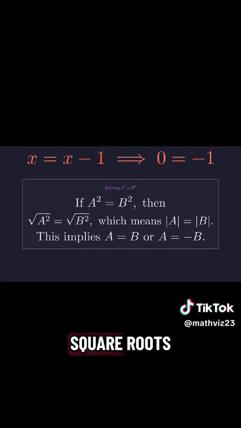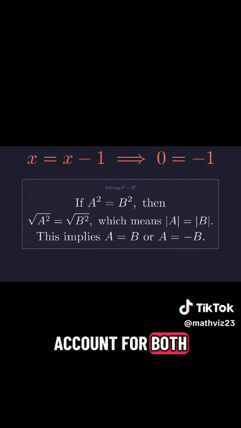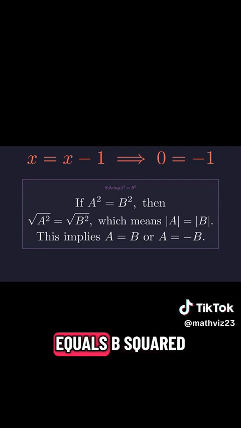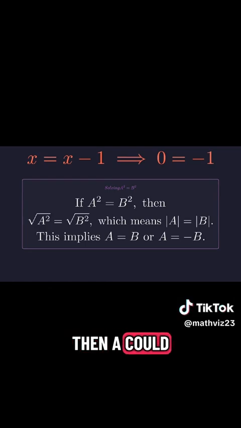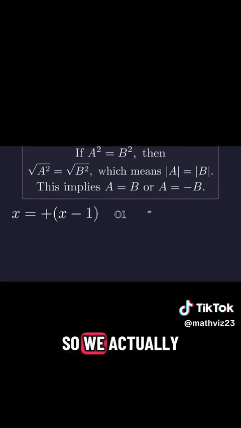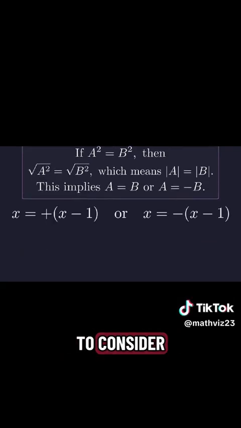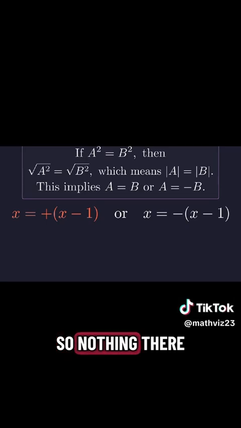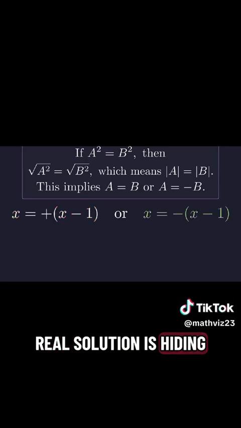When you take square roots, you need to account for both the positive and negative cases. If a squared equals b squared, then a could equal b, or a could equal negative b. So we actually have two cases to consider. Either x equals x minus 1, or x equals negative x minus 1. The first case is the one we already looked at, and it just gives us that contradiction. So nothing there. But the second case, that's where the real solution is hiding.